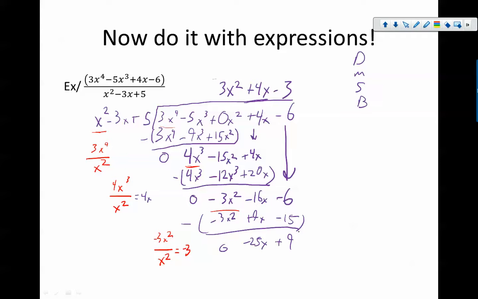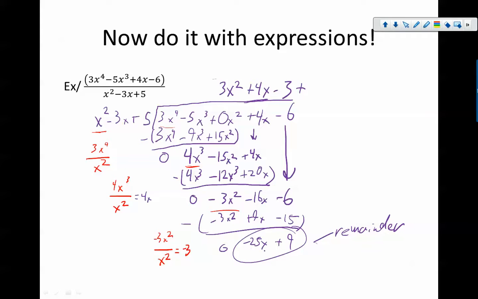Now, I don't have anything left to bring down. So this thing down here is called my remainder. And what I'm going to do with the remainder is add it on to the end of my solution up here. So I'm going to add the negative 25x plus 9.